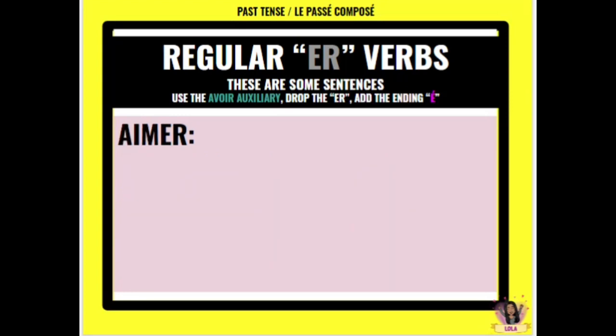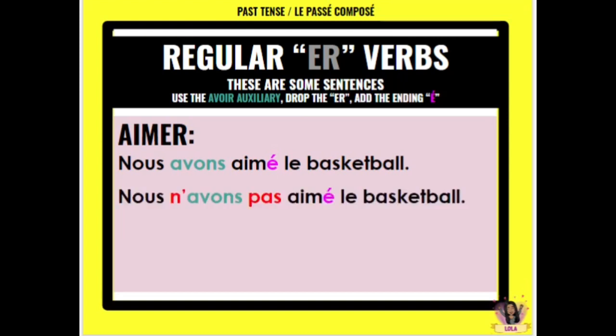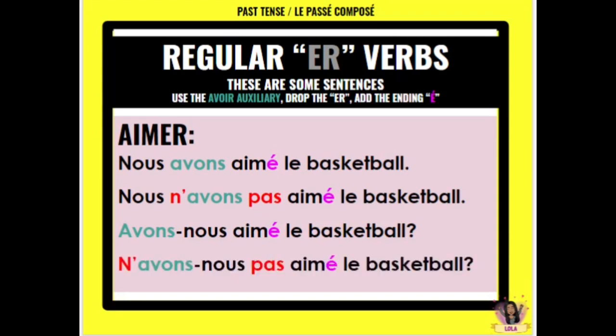Here's another example with the verb aimer, which means to like. Nous avons aimé le basketball. Nous n'avons pas aimé le basketball. Avons-nous aimé le basketball? And n'avons-nous pas aimé le basketball?